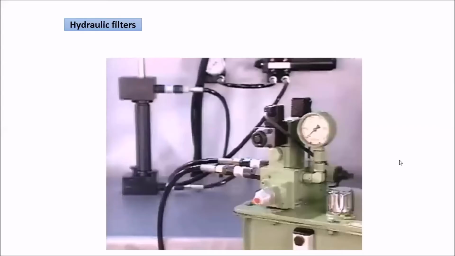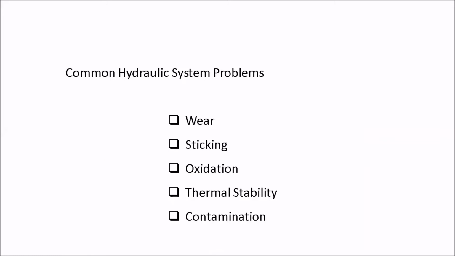Okay, so we have already looked into the types of filters, and then the configuration or placement of the filters. It is quite important to make sure that you select the correct configuration of the filters. So now let's look at common hydraulic system problems. These are the problems that we normally have in a hydraulic system. Later I will share some pictures of wear, sticking, oxidation, thermal stability, and contamination problems.